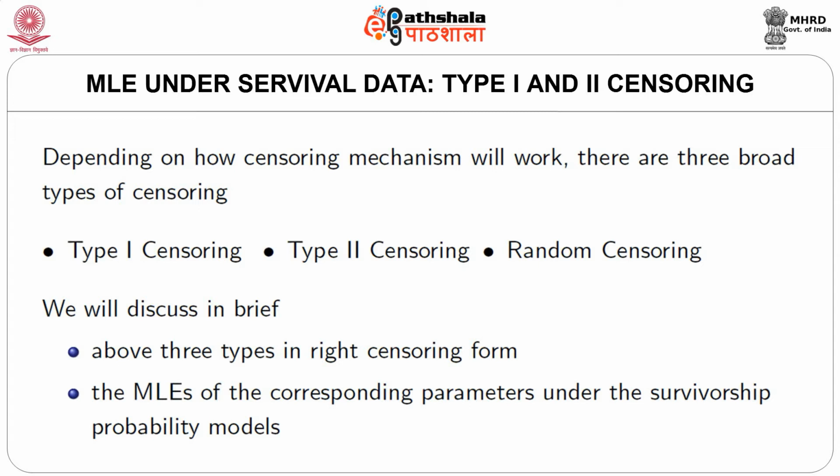Now we will discuss briefly each of these three types of censoring in the form of right censoring, and also the maximum likelihood estimations of the corresponding parameters associated with the survivorship probability models.